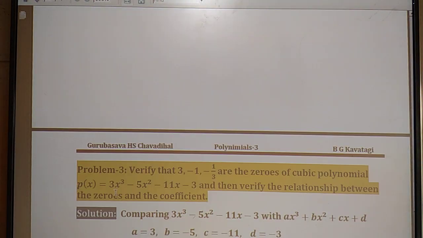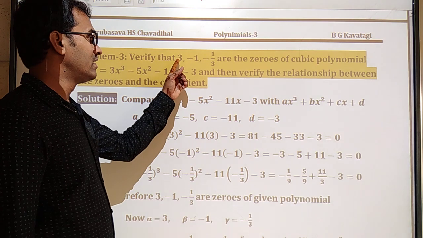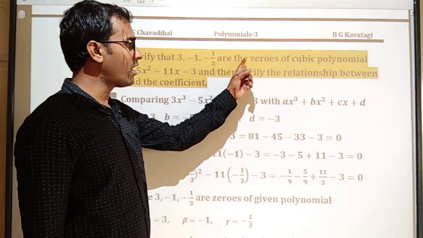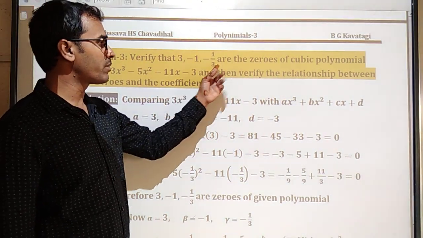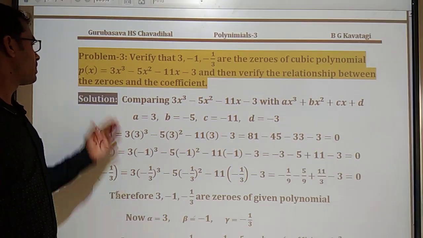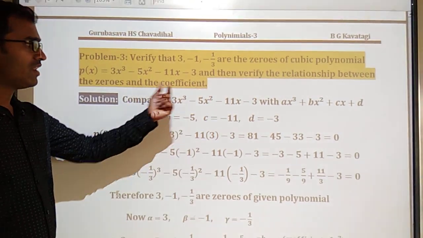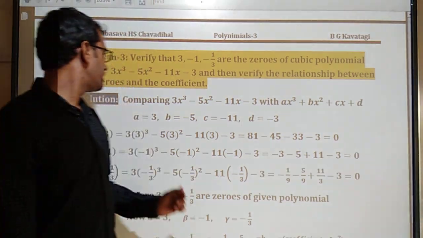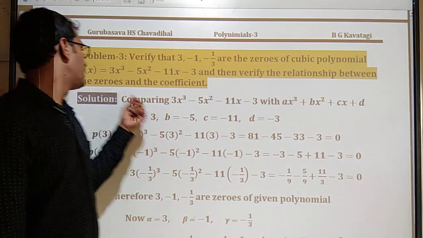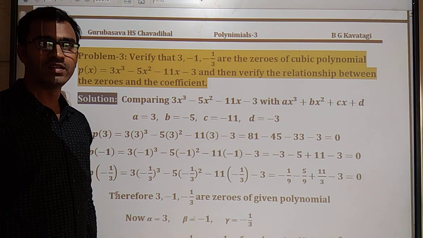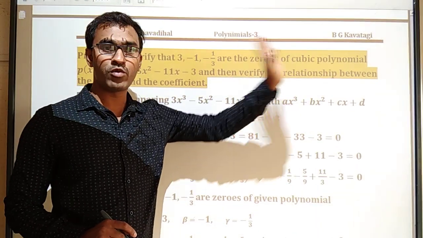Next, move to the third question. Verify that 3, minus 1, minus 1 upon 3 are the zeros of the cubic polynomial p of x equals 3x cube minus 5x square minus 11x minus 3. This is a cubic polynomial. Then verify the relationship between zeros and coefficients of the polynomial. Read the question carefully. Verify that alpha, beta, gamma are the zeros of a cubic polynomial.